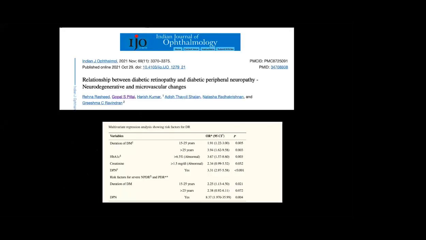So we have a published paper on the relationship between retinopathy and diabetic peripheral neuropathy. And we have found that among the risk factors of DR, elevated creatinine was found to be one of the risk factors for diabetic retinopathy. The other risk factors were duration of DM, increased HbA1c, and diabetic peripheral neuropathy. And in the case of severe NPDR and PDR, duration and peripheral neuropathy were found to be risk factors.